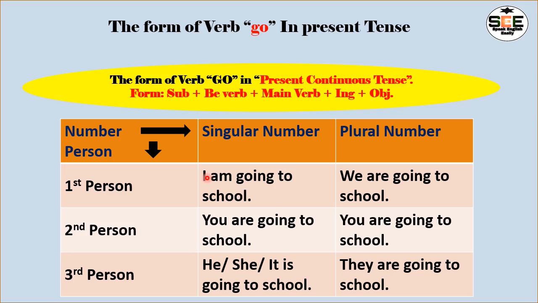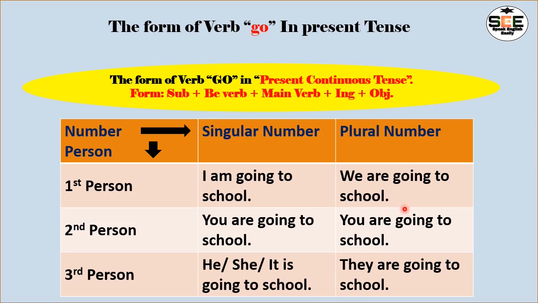If I say I am going to school, in this sentence I is the subject, singular number in present tense, and am is the be-verb. I have already made a video on that. Am is present tense, singular number, be-verb, and go is the main verb plus ing, here going, so ing makes it continuous, and school is the object. So I made this sentence: I am going to school. It is first person singular in present continuous tense.